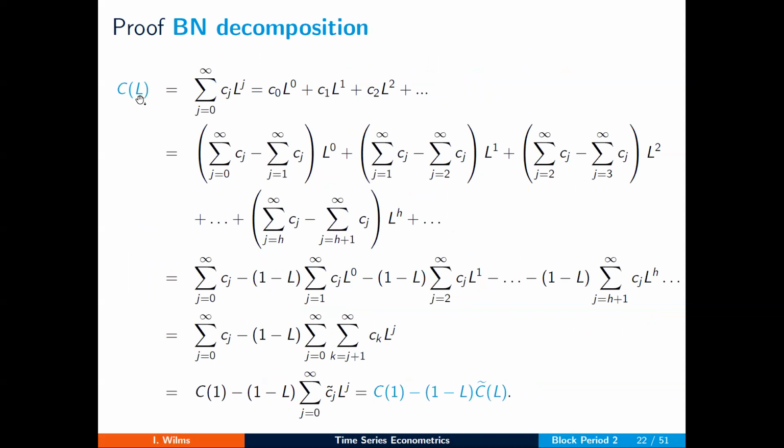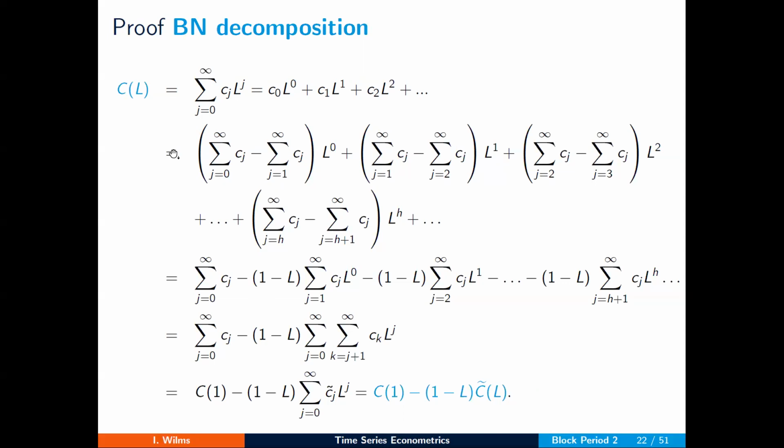Now, before we move on to the next class of dependent processes, I include here the proof of the Beveridge-Nelson decomposition for completeness. And I will walk you through all of the steps that are involved, but you will need to take some extra time to digest the steps. Okay, so let's start from our definition of the lag polynomial C(L), which is nothing more than the infinite sum of the C's multiplied by the corresponding powers of the lag operator L. And I write this out here.